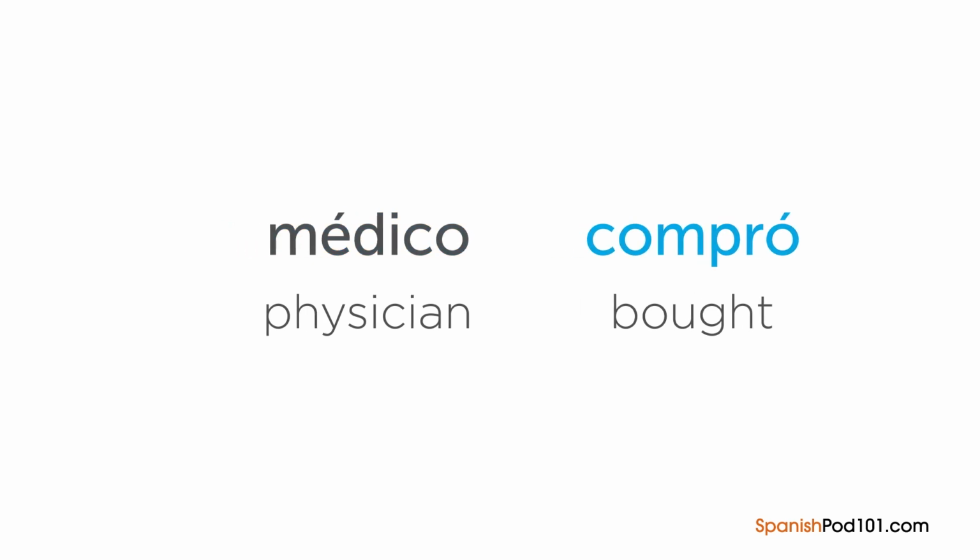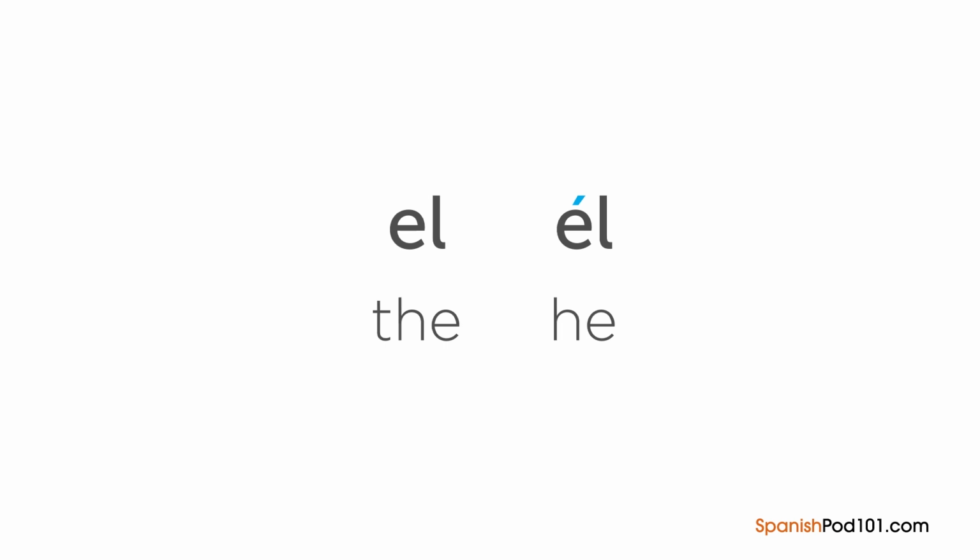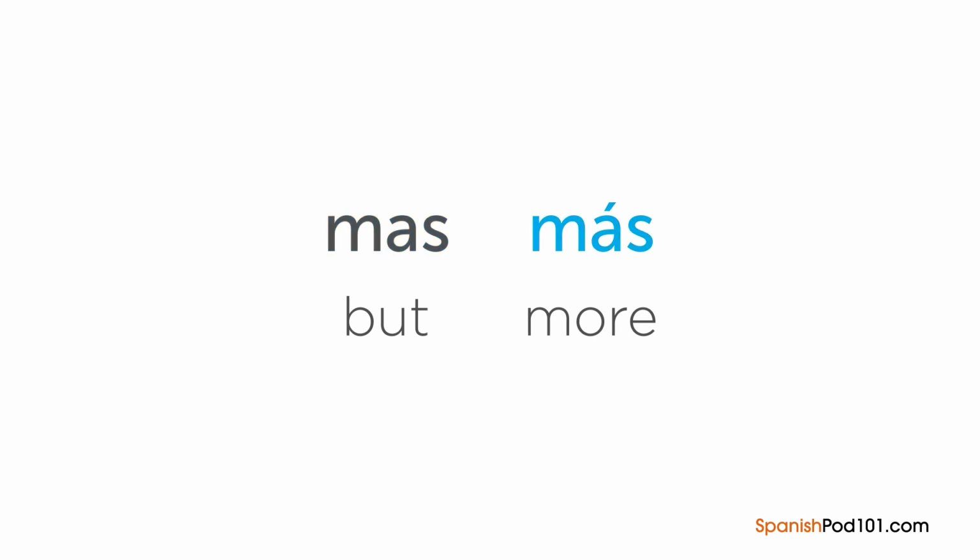Médico. Compró. Some words are spelled the same and sound the same, but have different meanings in Spanish. Él. El. In these situations, the accent is used to differentiate the two words, so it's clear exactly which word we're referring to. Más. Mas. Okay, so we've covered the main accent mark in Spanish, but what about these ones? Don't be fooled by the first example. Even though it might look like an accent, it's just the letter ñ in Spanish. The second example is an accent marker, and it's used to indicate that the U should be pronounced.